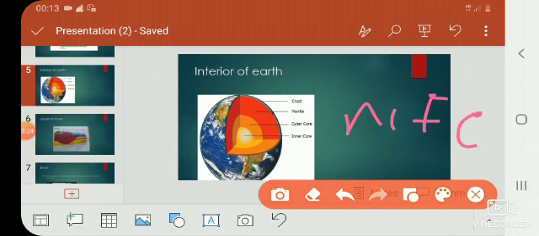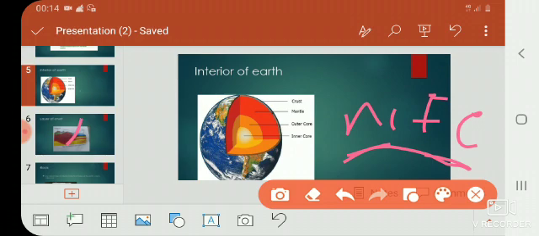Why it is called Nife means Ni means nickel, Fe means iron, that is ferrous. Iron's chemical symbol is Fe, from its name ferrous. So therefore it is called Nife, and it is formed by nickel and iron.